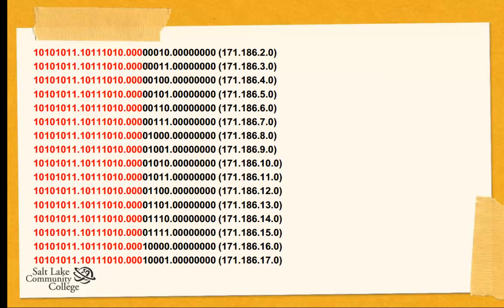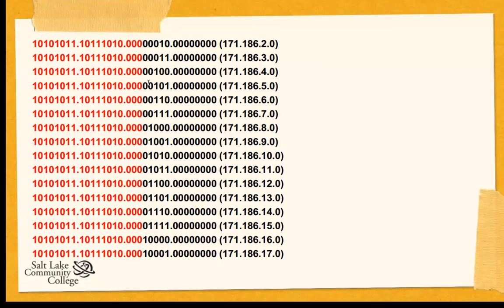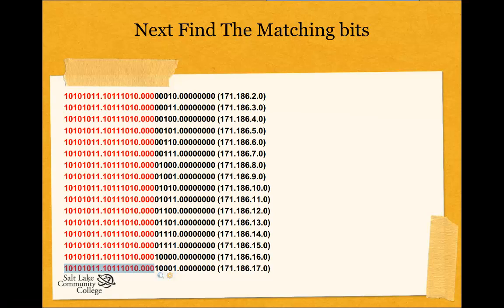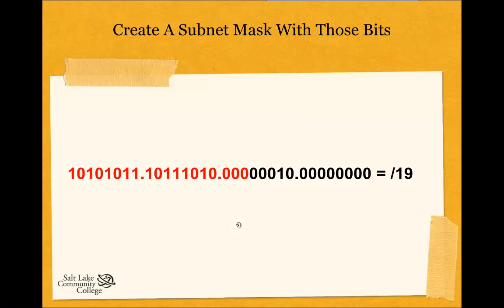Next, we find all the like bits. We're interested where the bits are changing. And in this case, if we look right down here, we see it goes 0, 1, which means this is where the binary numbers are changing. Everything else before that is the same. We're going to advertise this network out as a /19.